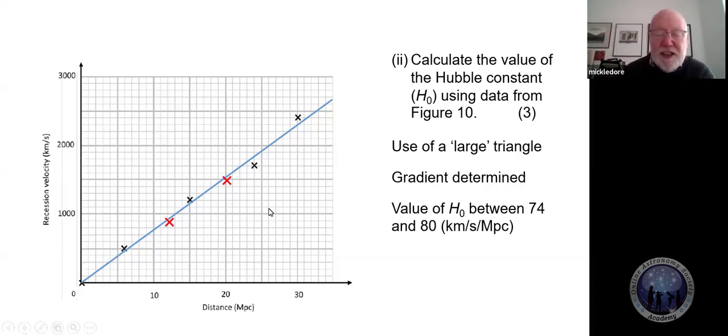Right. Obviously, the data isn't quite as accurate as it should be on this graph because we've not got a value of 68 kilometers per second per megaparsec. It's not even in our range between 74 and 80. I'm not quite sure where they got that from, but maybe they've just given some kind of false made-up data.